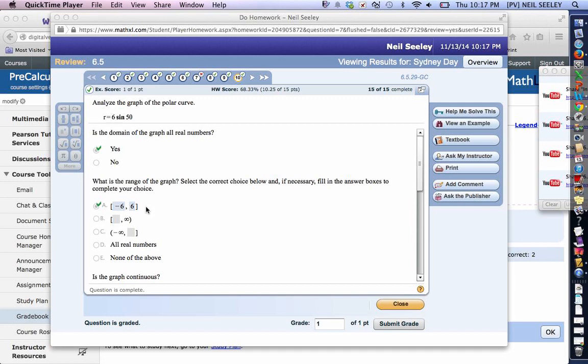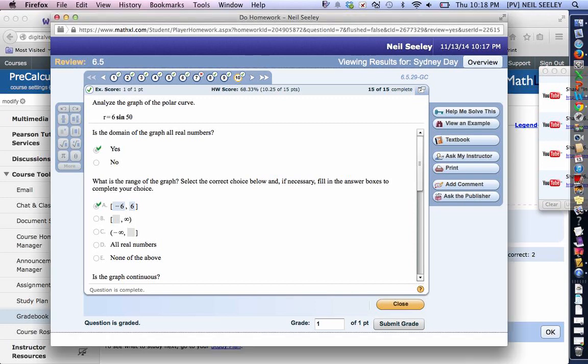The range of a rose curve like this: the radius, the biggest it's going to be is 6 right here. This multiplier out front, think of what sine can be, anything from -1 to 1. So the largest radius r is going to be is 6 times 1, which is 6. The smallest it'll be is -6. So you'll see right here, -6 to 6 are the radii values that go with that one. Let's keep cruising. So that's number 10.